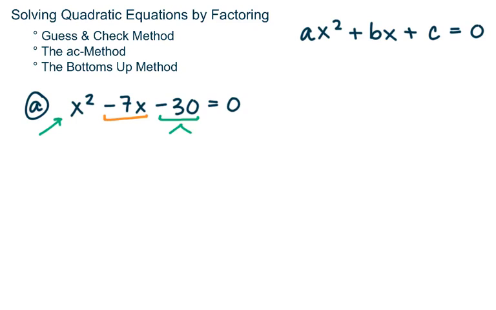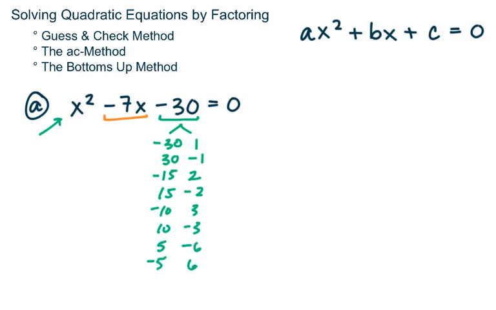So my factors of 30, and this is negative 30, I have negative 30 and positive 1, or 30 and negative 1. I have negative 15 and positive 2, or 15 and negative 2, and then negative 10 and 3, or 10 and negative 3. We can keep going. I have 5 and negative 6, and then negative 5 and 6. Okay, so we would look at all of these factors, and we're going to choose the factor that sums to equal that middle term, negative 7. Of course, we would use negative 10 and positive 3. If I add those together, I'm going to get negative 7.